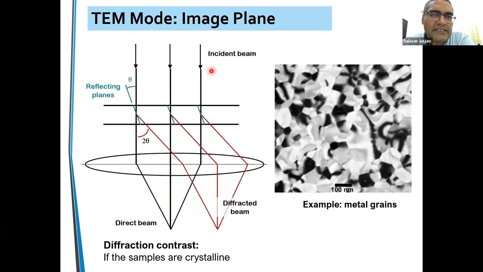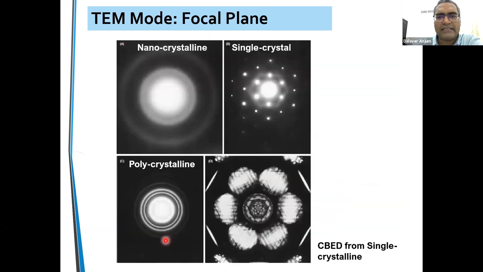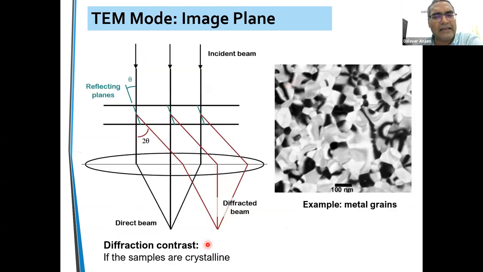But another thing happens, as I told you before, because the electron wavelength is very small. It's small enough that our electrons can scatter under the Bragg condition from the sample, if the sample is crystalline. That scattering is called Bragg scattering or diffraction scattering. And we can see that we make dots, much like the way I was telling you. So these are the Bragg scattering from a single crystal or from a polycrystalline sample. And we can block certain beams and make images of other types.